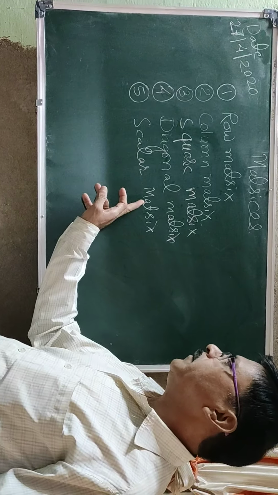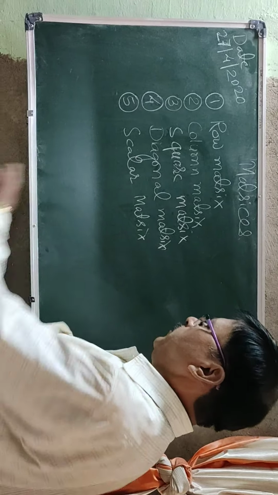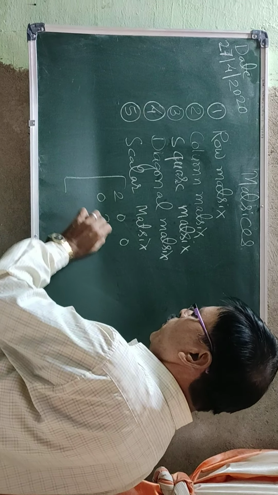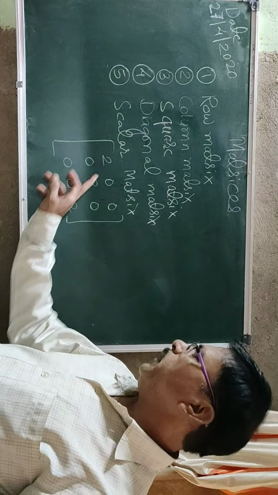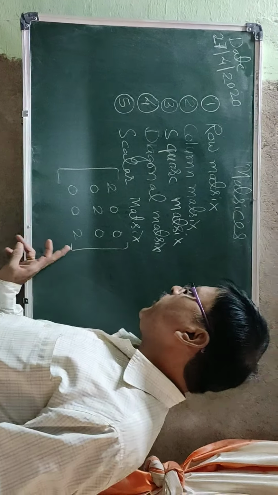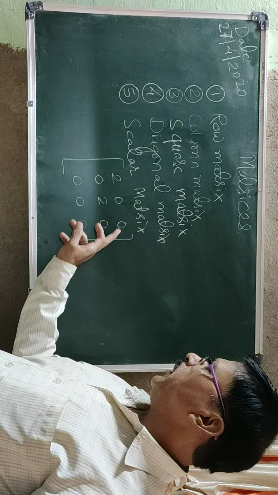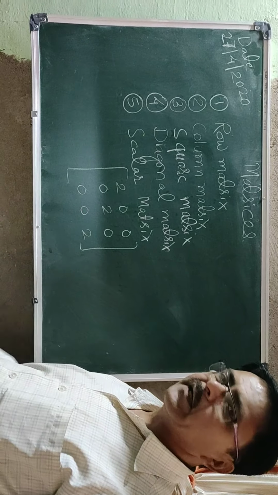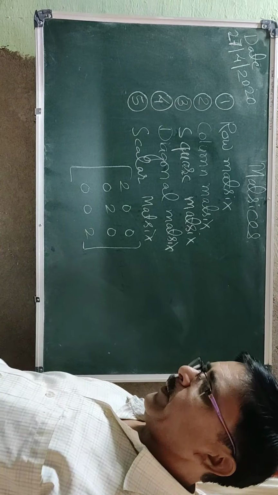And the scalar matrix means a diagonal matrix in which all the diagonal elements are equal. For example, we have seen the diagonal matrix 2 0 0 0 2 0 0 0 2. So this is the diagonal matrix. In this case, the diagonal elements are equal, and therefore this is a scalar matrix. So this is the scalar matrix of order 3. The diagonal matrix means only the diagonal elements are there, non-diagonal elements are 0. But in the case of a diagonal matrix, it is not necessary that these elements are equal. So this is a scalar matrix.